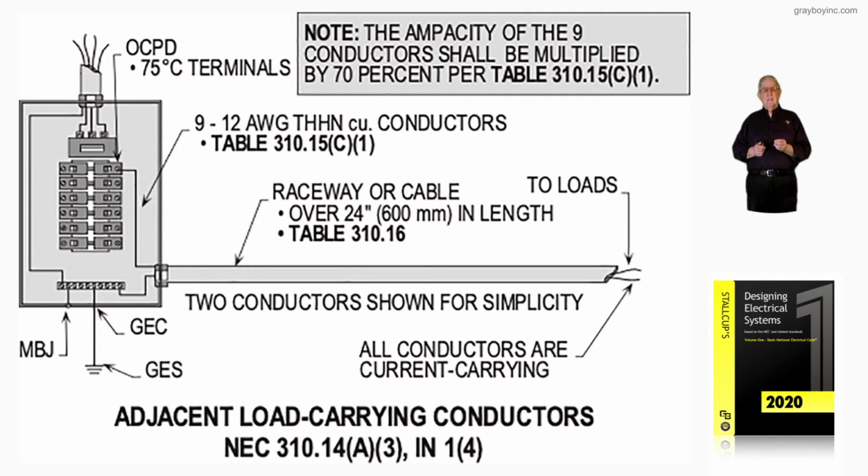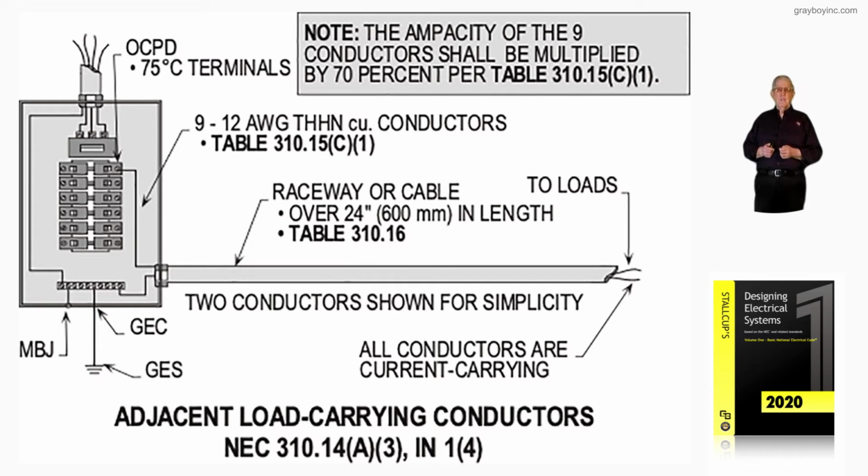So basically 4 to 6 is 80% that we would use. 7 to 9 would be 70%. And once we get above 9, we get into 45%, 50%, cutting the conductor's ampacity in half. So if the raceway or cable is over 24 inches in length, bundling becomes a problem in Table 310.16. If it's 24 inches or less in length, then you can bundle without getting into derating.